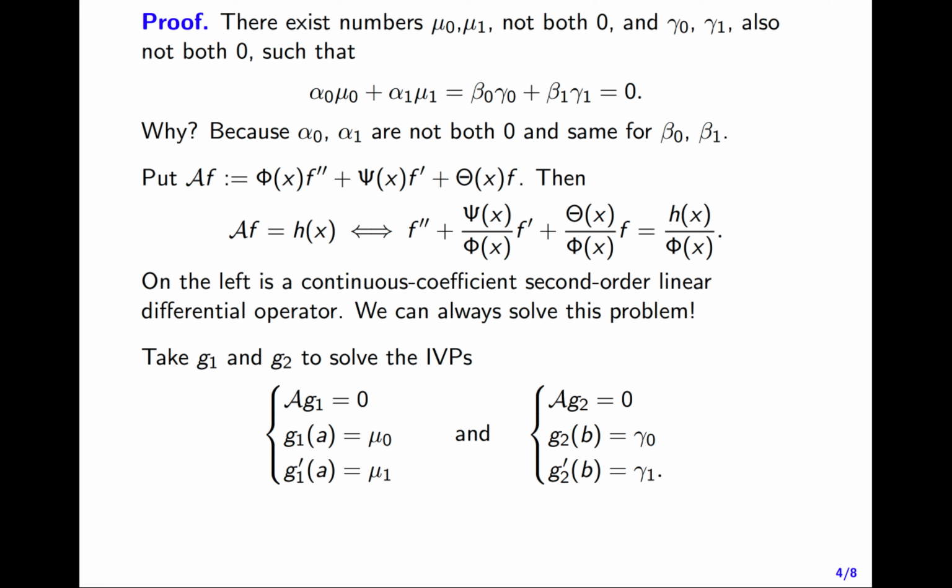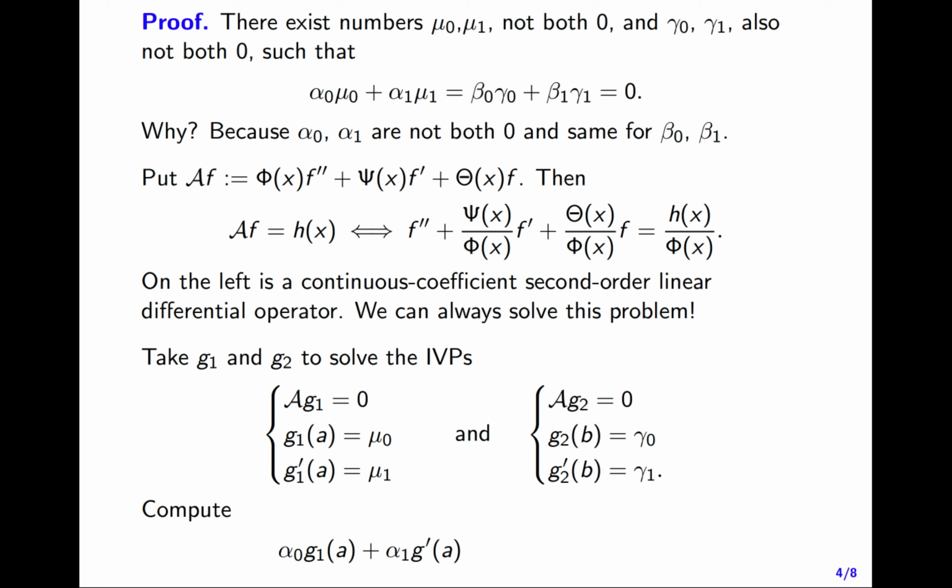Why? Because A is a perfectly nice continuous coefficient second-order linear differential operator, and these values mu 0 and mu 1 I cooked up from the top of the slide, and the same for gamma 0 and gamma 1. And importantly, in the curly braces here, we have initial value problems. I'm only asking for conditions on g1 at the point A, and I'm only asking for conditions on g2 at the point B. And as long as those conditions are at the same point, regardless of where that point is in the interval, left endpoint, right endpoint, middle, you know you can always solve the initial value problem. So abstractly, I've cooked up these functions g1 and g2.